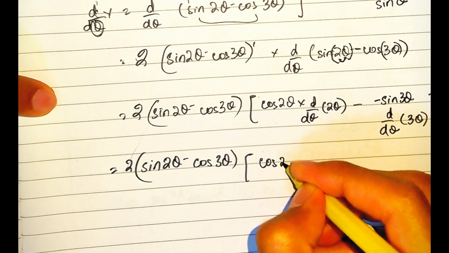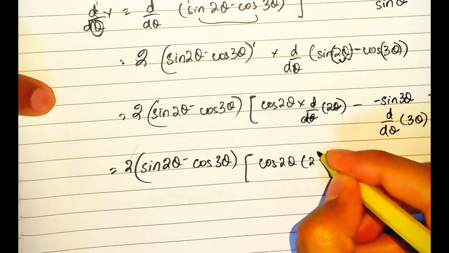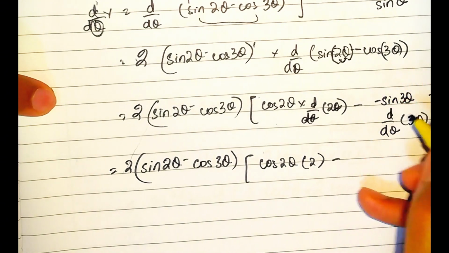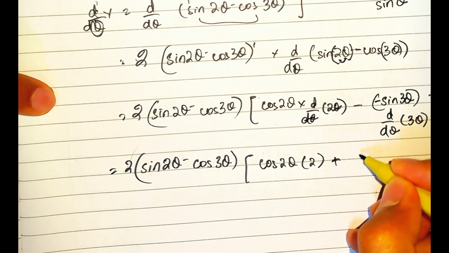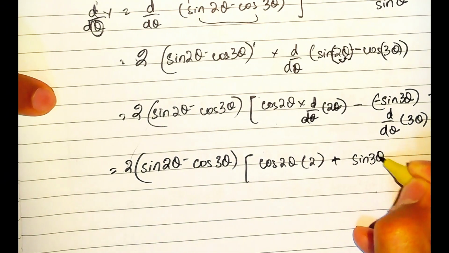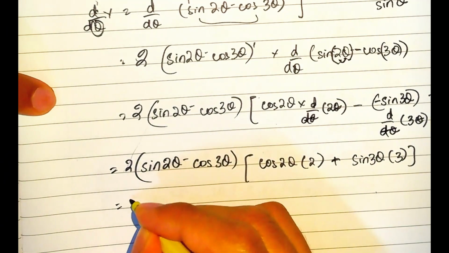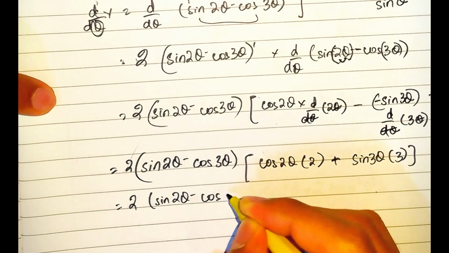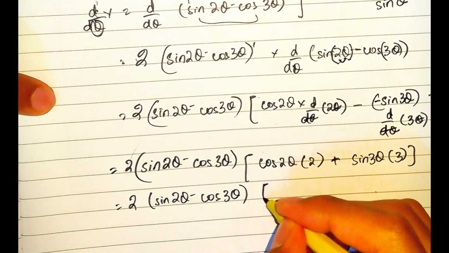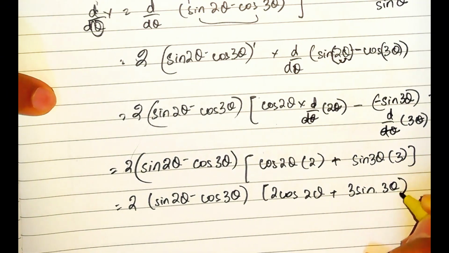Cos 2 theta, d theta and d theta are cancelled, so we are left with 2 minus, this is the negative sign. Okay, so we should use a bracket over here, so minus minus plus, then the sine 3 theta. Okay, so the d theta and d theta are cancelled, we are left with 3. Our final answer would be 2 (sin 2 theta minus cos 3 theta) times (2 cos 2 theta plus 3 sin 3 theta).